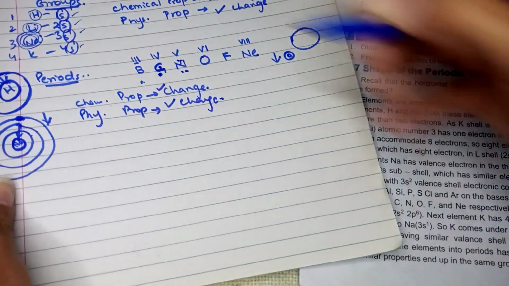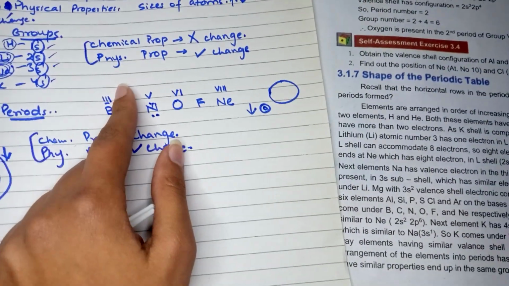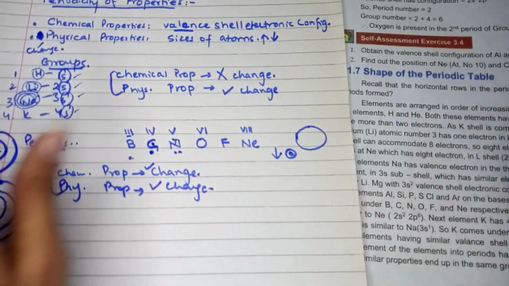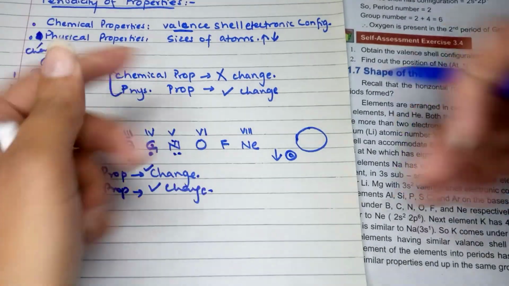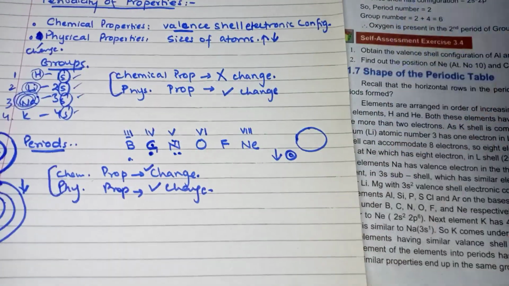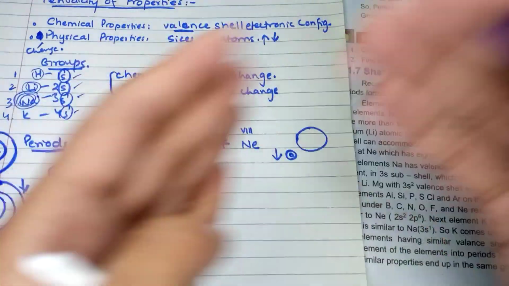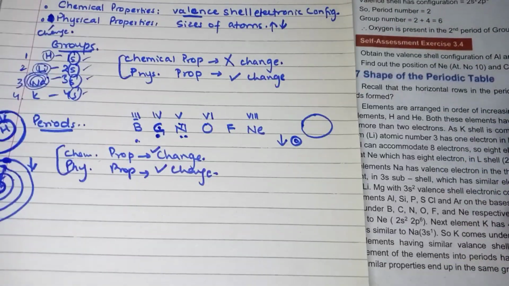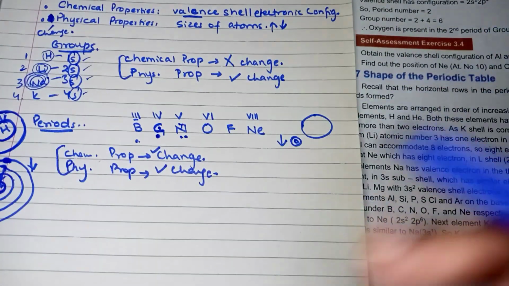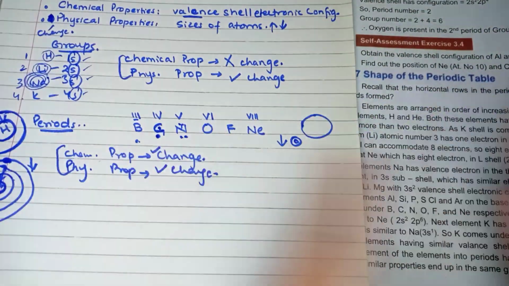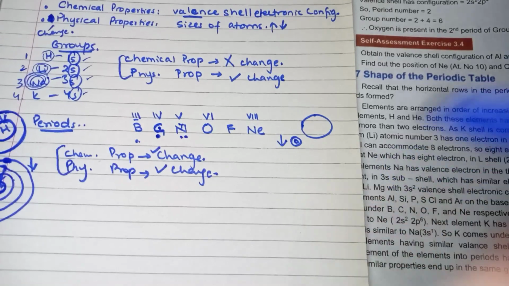So now I hope you understand this. Let us summarize this condition. As we were moving from top to bottom in a group, the chemical properties do not change, but the physical properties were changing. But as we move along a period, both the chemical and the physical properties change. Okay, so thank you.